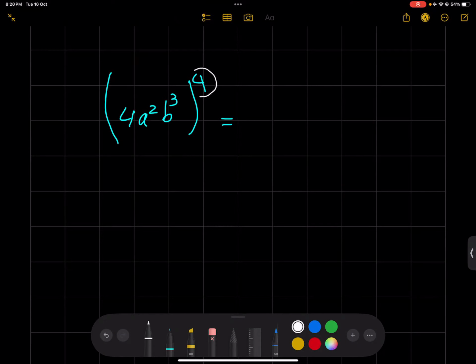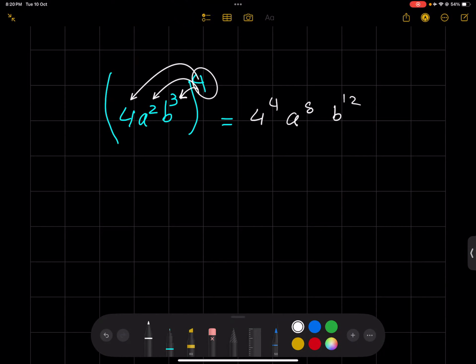This one, I need to distribute 4 over every single term inside it. So it's going to be 4 to the power of 4, right? What about a? A to the power of? 8. Yeah, perfect. What about the last one? 12. B to the power of 12.